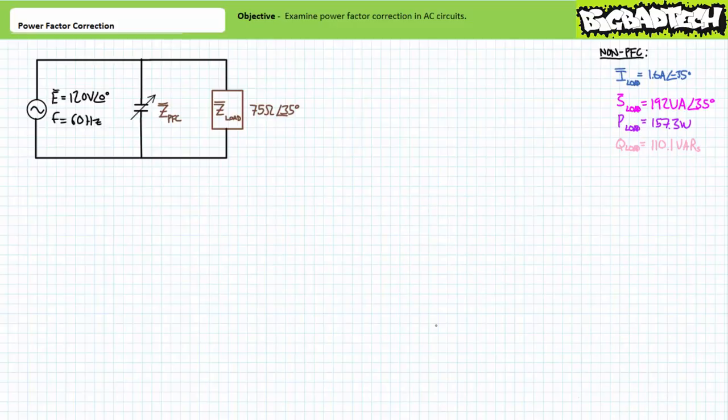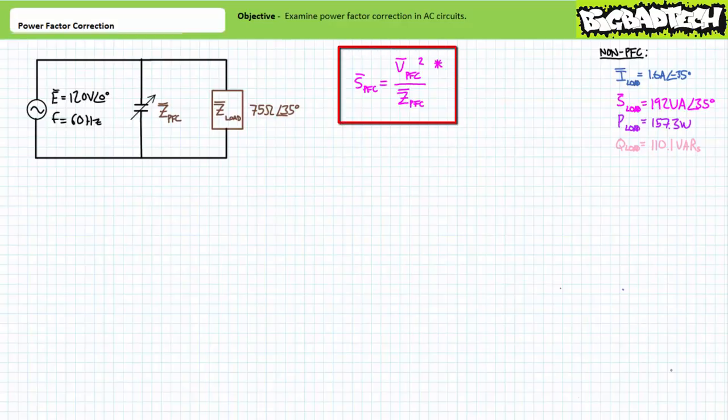The harder portion of power factor correction deals with determining the impedance and actual capacitance value that will achieve this ideal scenario. This being said, it's not that hard if you're skilled at manipulating Ohm's law and/or the AC power equation. There's a couple means of arriving at these figures. However, I find the easiest, most direct means of doing so is to use this formula. Apparent power equals the complex conjugate of voltage squared divided by impedance.